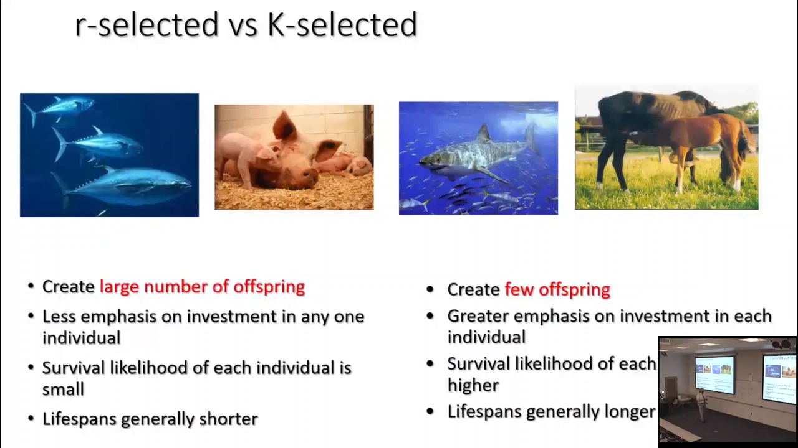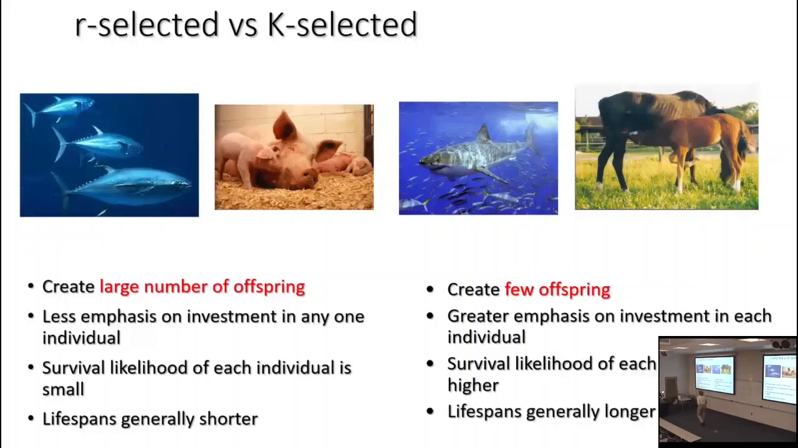Consequently, there's less emphasis on the investment in any one individual, whether that's investment as looking over them in terms of your energy, or even just putting your own somatic material into the babies. They're typically going to be smaller, not larger. The survival likelihood of each individual is quite small for R-selected forms, and they typically are organisms that have shorter lifespans. Basically, the life history strategy is the shotgun approach. You put up lots and lots of little babies with the hope that at least one of them is going to grow up to adulthood.